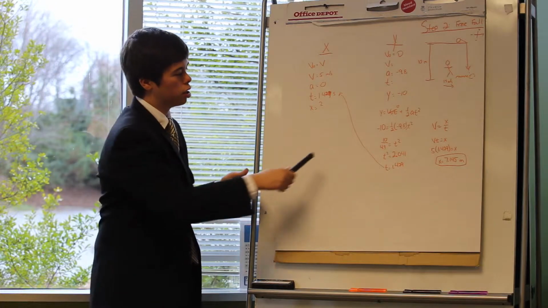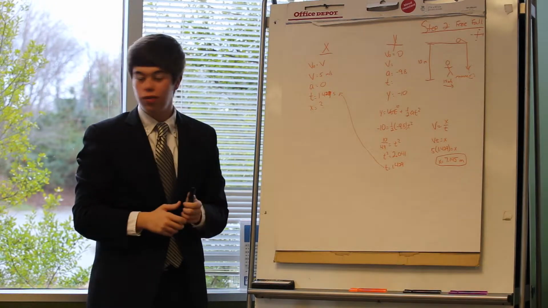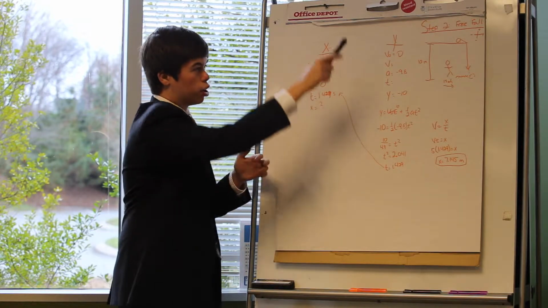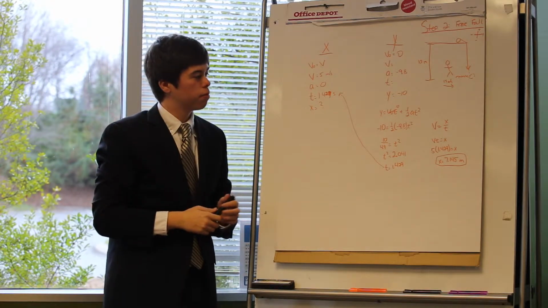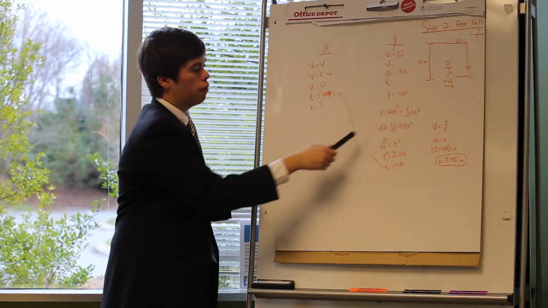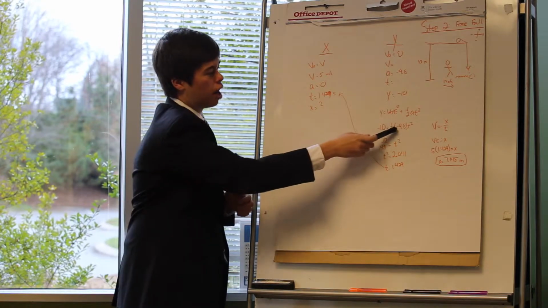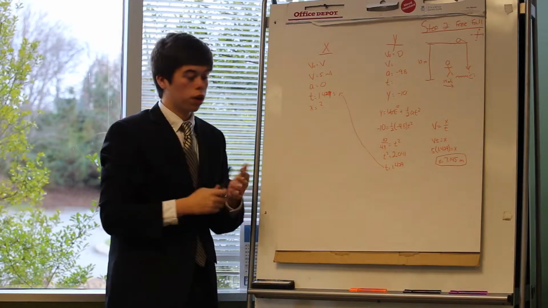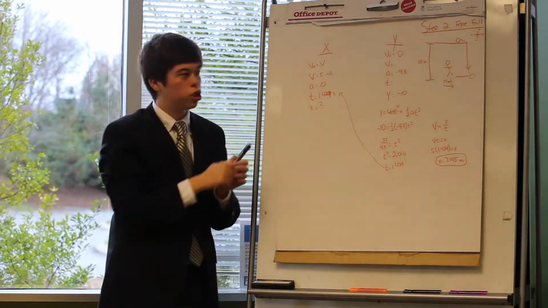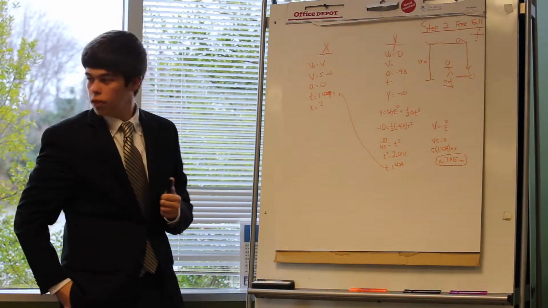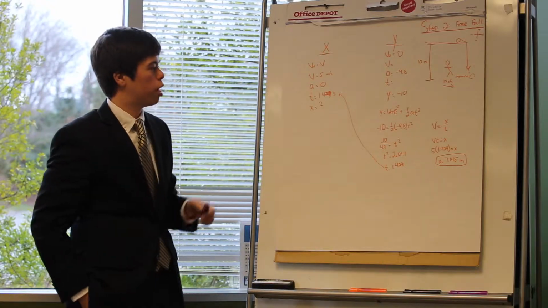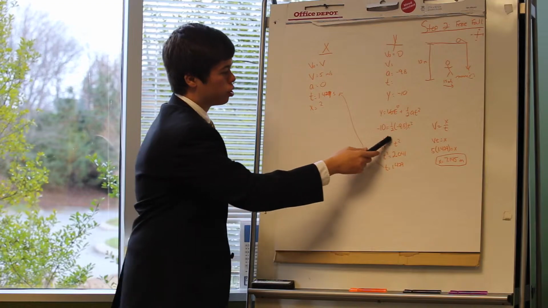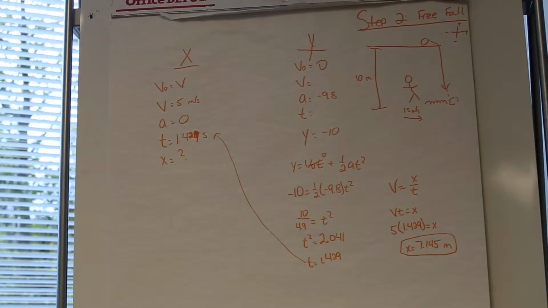So we have our equation y equals v naught t plus 1/2 a t squared. Negative 10, because it's the negative down direction. Negative 10 equals 1/2 times our acceleration, which is negative 9.8, times our time squared. So we're going to solve for our time, which we can then plug into our x equation and figure out the distance that the ball will travel in the x direction. As you see here, we have negative 10 equals 1/2 times negative 9.8 t squared.